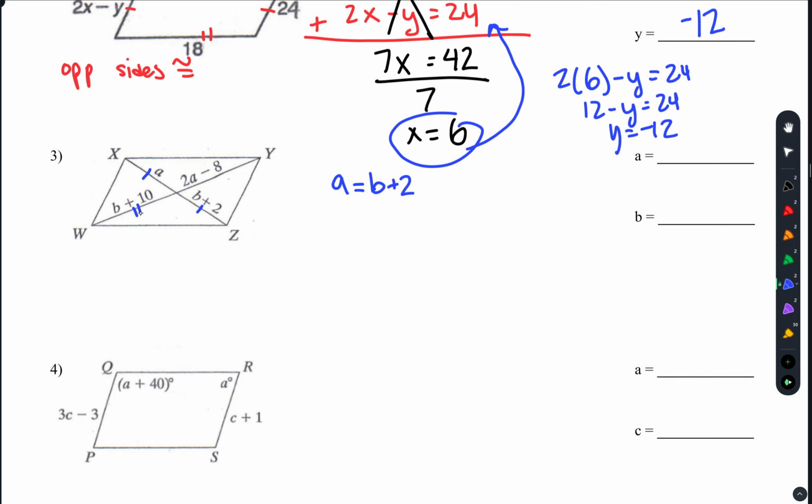And it looks like b plus 10 and 2a minus 8 are also congruent. Again, I'm looking at a system of equations. This time I'm going to choose to substitute. Because I have that a equals b plus 2, I can plug that in very easily.